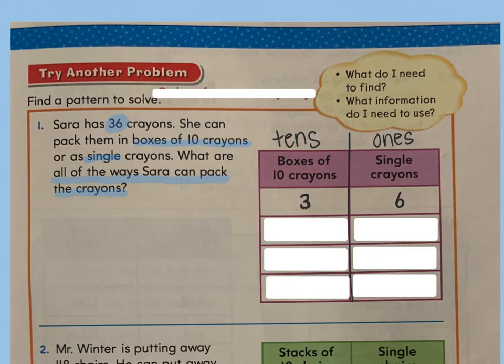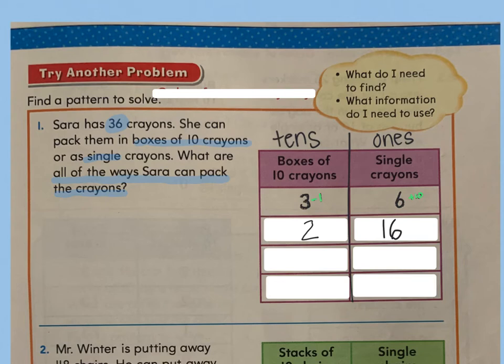Remember our pattern? What's 3 minus 1? 2. So if we have 2 tens, how many single crayons would we have? Add 10. 6 plus 10, we would have 16 crayons.